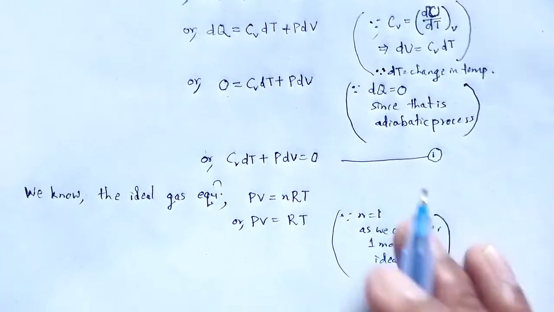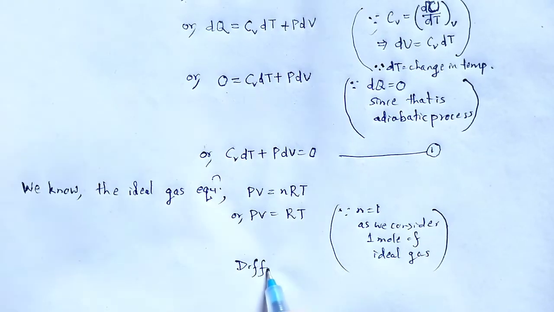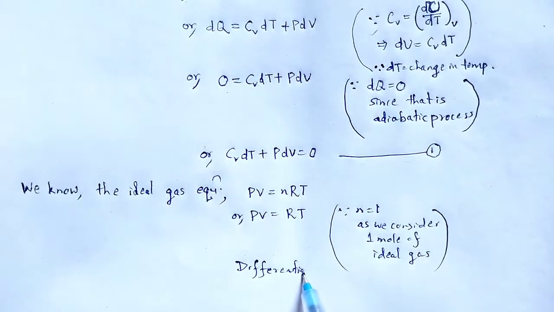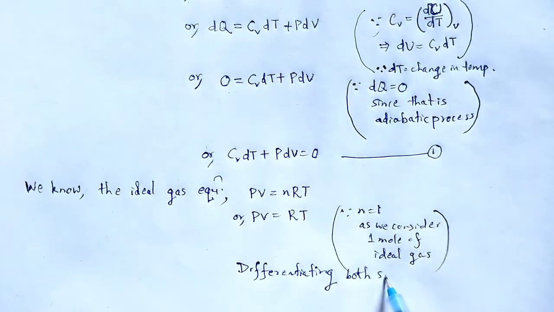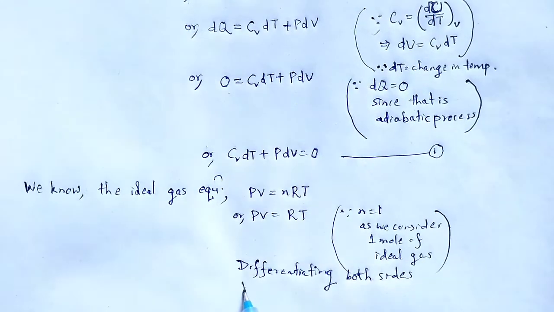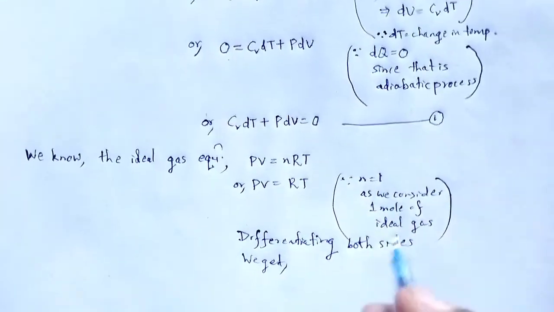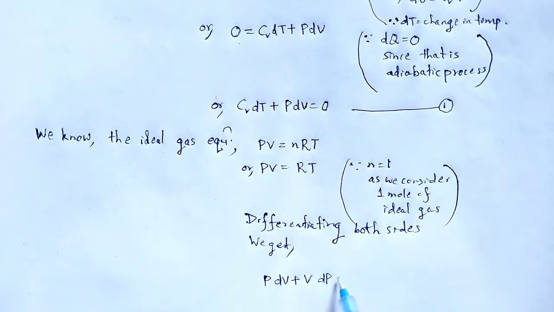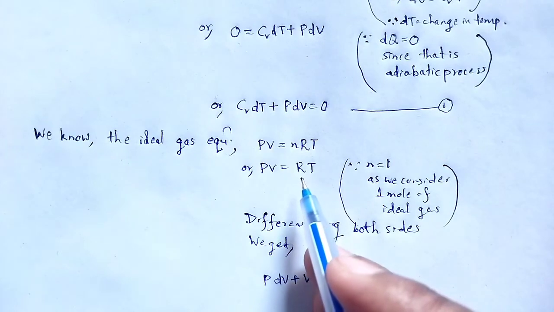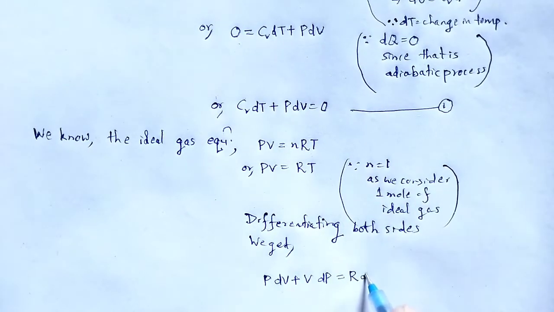Now differentiating both sides PV is equal to RT, we get pdv plus vdp, and R is the constant, the universal gas constant, so that is R dt.